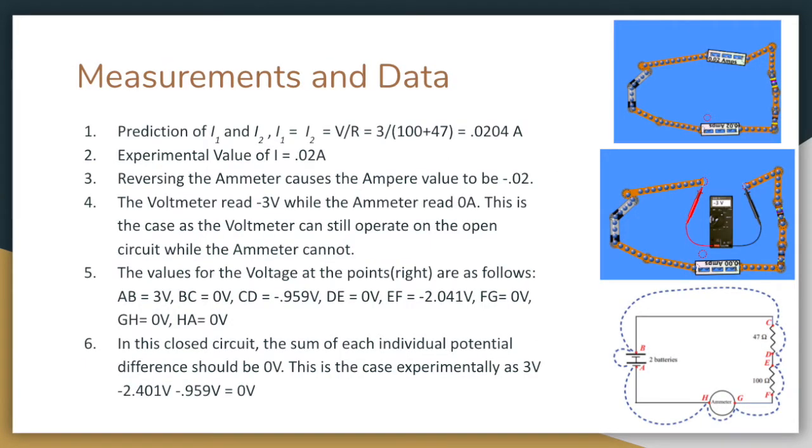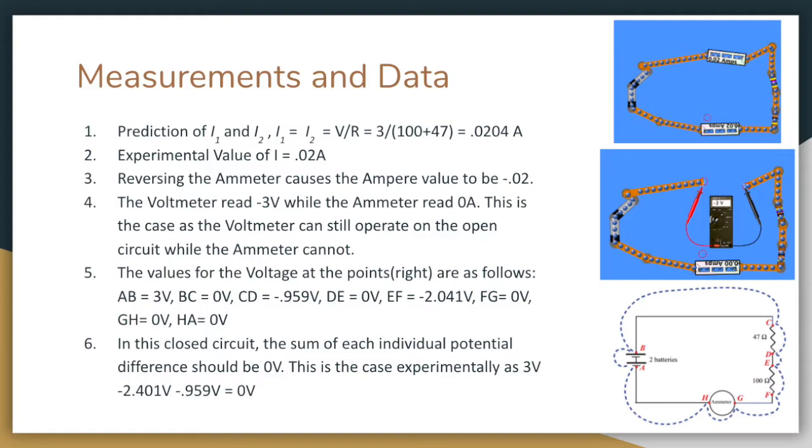For measurements of our series circuit experiment, our predicted value for current is 0.0204 amps, and the experimental value when tested on the simulation was 0.02 amps. When one of the ammeters was reversed, the ampere value changed to negative 0.02 rather than 0.02.